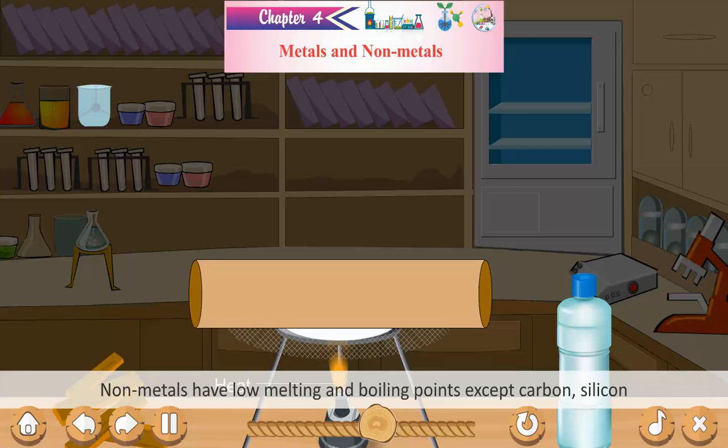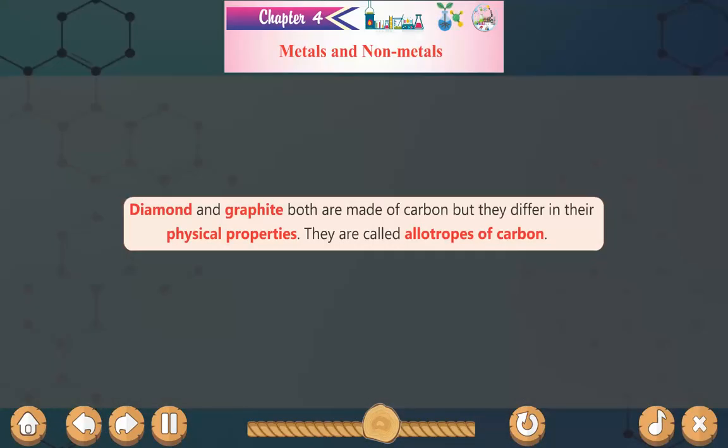Non-metals have low melting and boiling points except carbon, silicon and boron, which have very high melting and boiling points. Diamond and graphite are both made of carbon, but they differ in their physical properties. They are called allotropes of carbon.